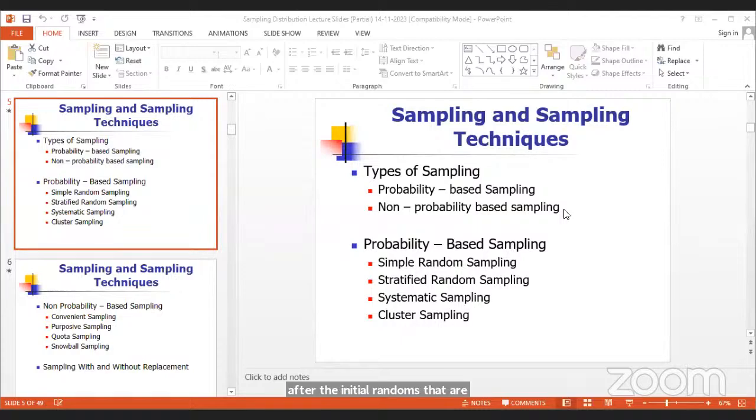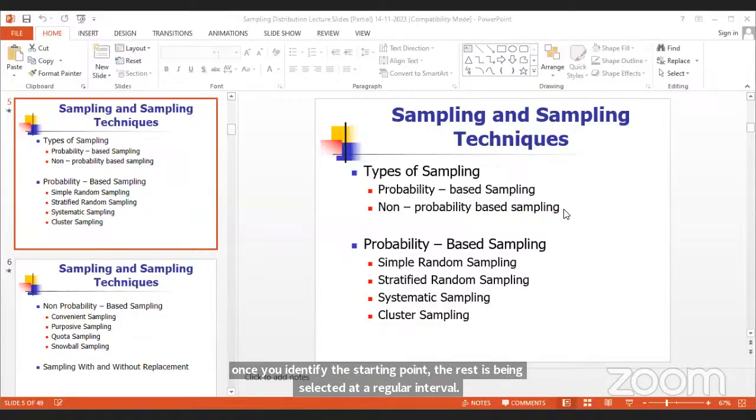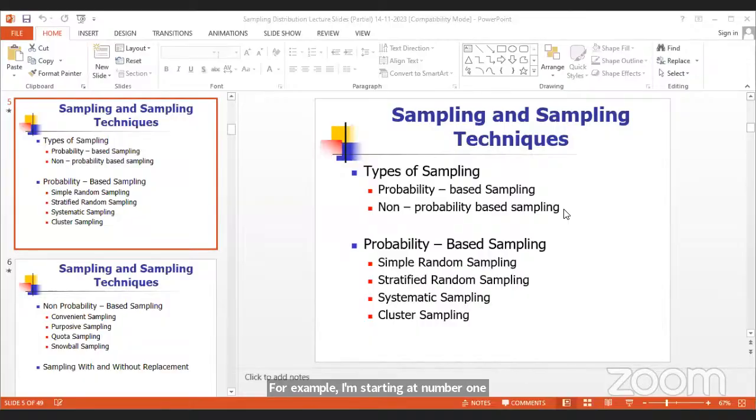The initial random start is actually the starting point. So once you identify the starting point, the rest is selected at regular intervals. If, for example, I'm starting at number 1 and I'm to select at an interval of 4, that means I'll be adding 4 to my numbers. So if number 1 is part of my sample, I add 4 to 1. That means 5. So number 5 is the next member of the sample.